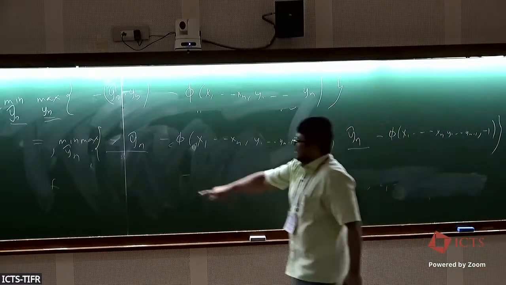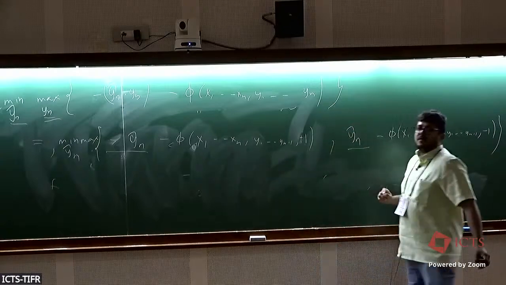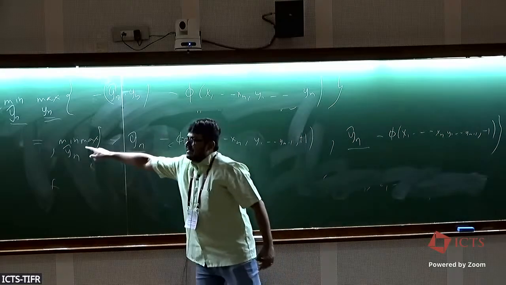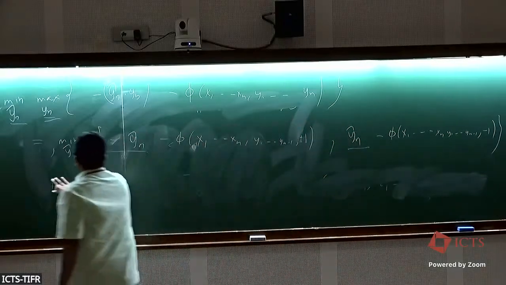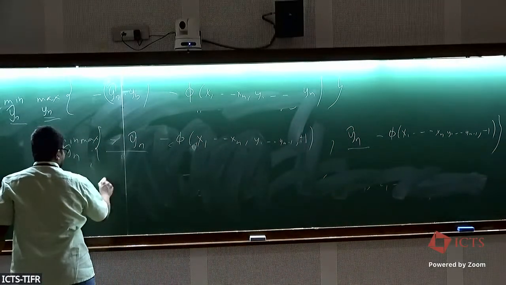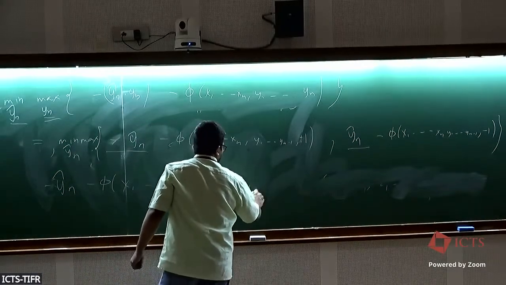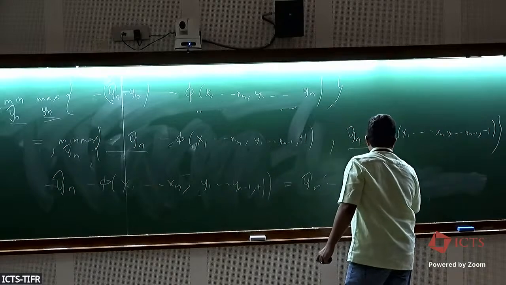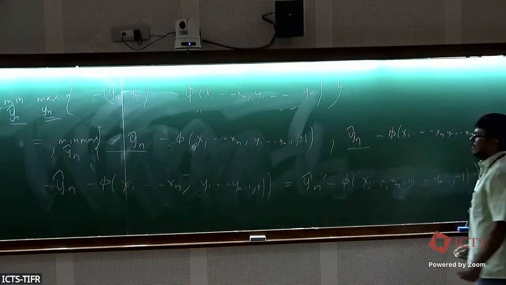So what's the minimizer here? The minimizer here is going to be the y hat n that exactly equates these two sides, right? Because one of them is decreasing with y hat n, the other one is increasing with y hat n. And because I'm trying to minimize the max, it will occur exactly when these two guys are equal. Or in other words, minus y hat n minus phi of x1 up to xn, comma, y1 up to yn minus 1, comma, plus 1 should be equal to y hat n minus phi of x1 up to xn, comma, y1 up to yn minus 1, comma, minus 1. Okay, we get this equality.